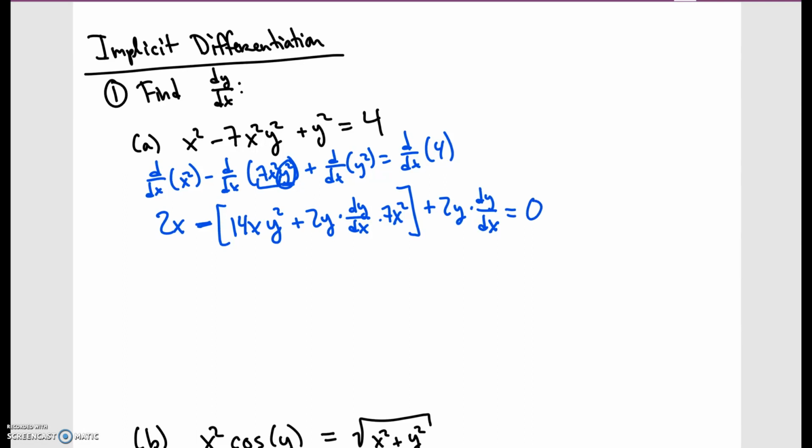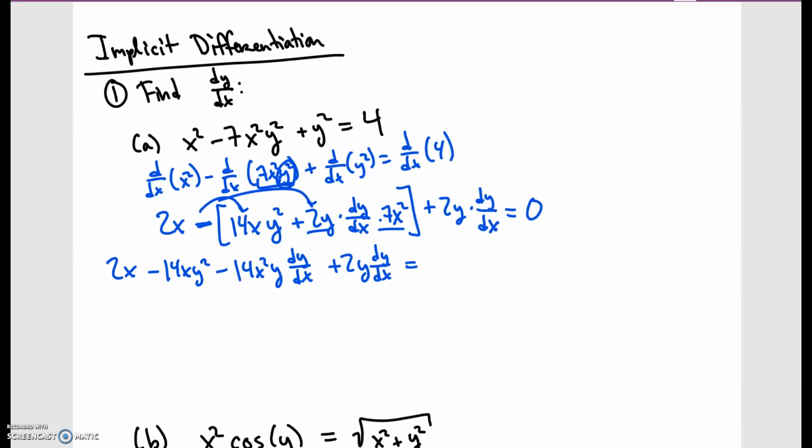So all we just did was take the derivative of every single term, and if you have a y, we put a dy dx after we take the derivative. So now let me move this inside. I'm going to have 2x minus 14x y squared minus, let me move this, 2y and 7x squared is going to give me 14x squared y. Then we have a dy dx there.